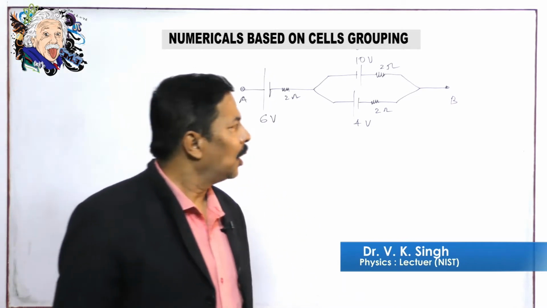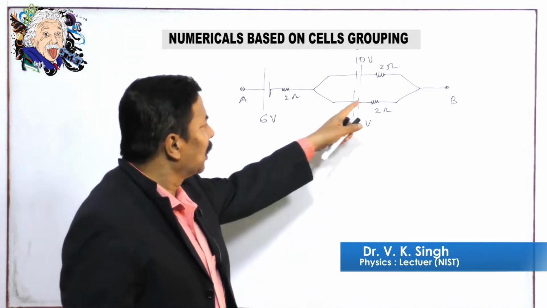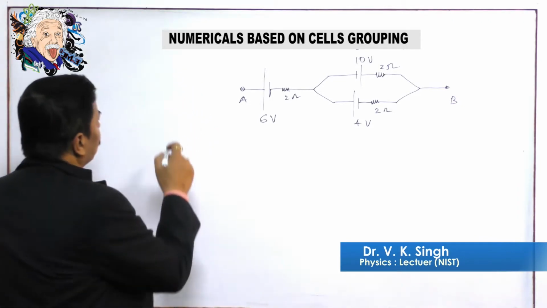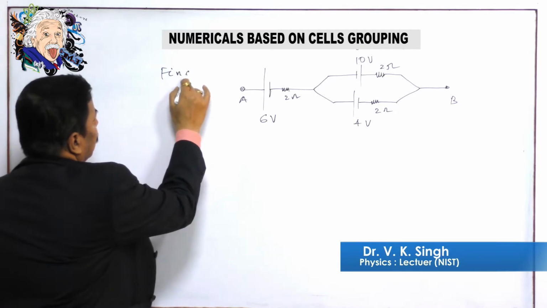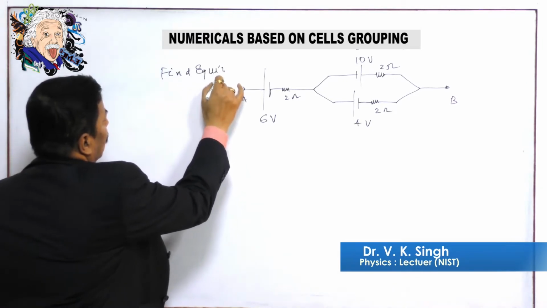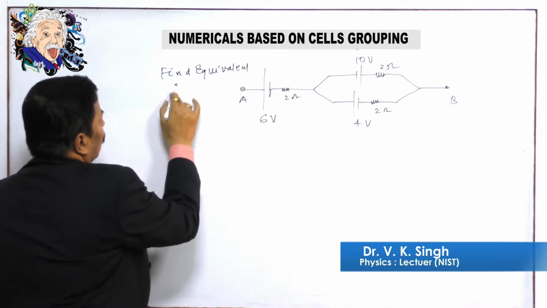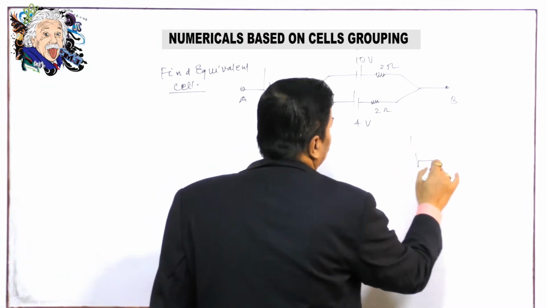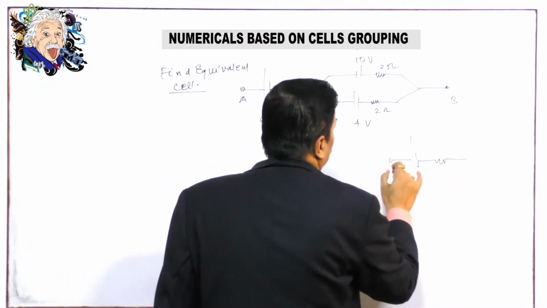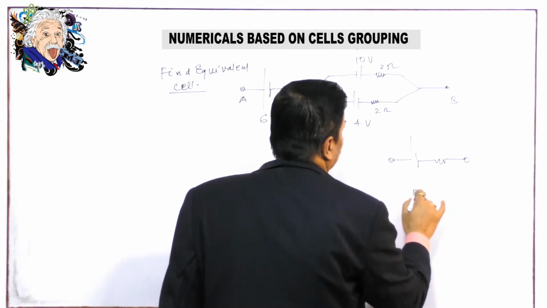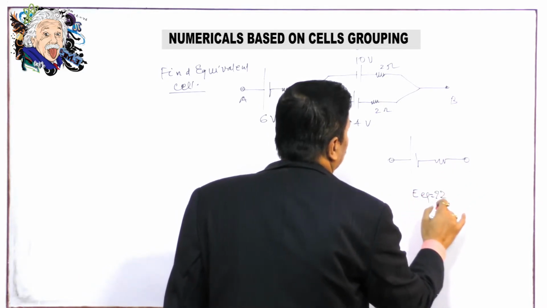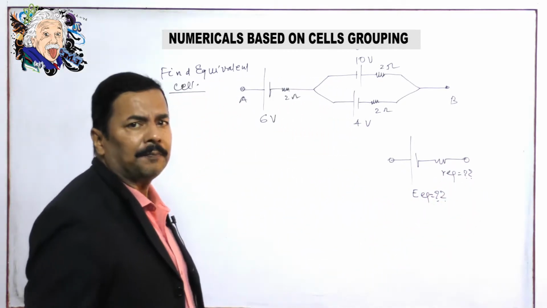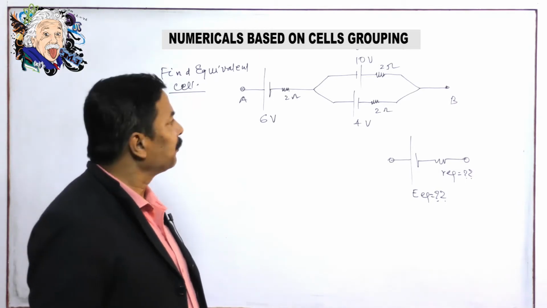Today we will be discussing the questions based on series and parallel combination of cells that we have discussed in the previous class. Here a combination is given and you have to find the equivalent cell. That means you have to find E equivalent and R equivalent. This is based on the series and parallel combination of our cells.